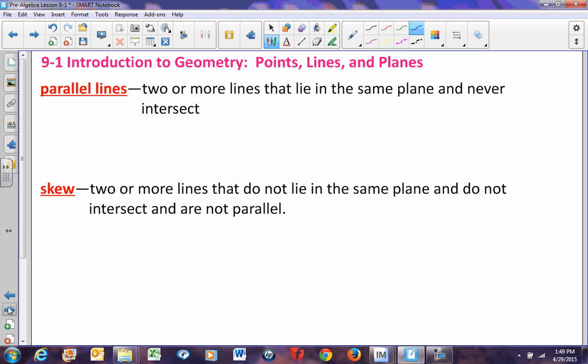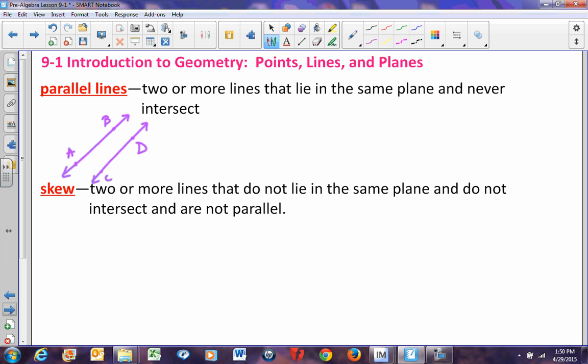Parallel lines are two or more lines that lie in the same plane and never intersect. They will never cross. Two lines or more that lie on the same plane and never, ever cross. Let's say we draw a line like this, and draw another line like this. These lines are parallel. For the sake of argument, we'll call them lines A and B and C and D. They will never cross because they're parallel. They stay the same distance apart all the time.